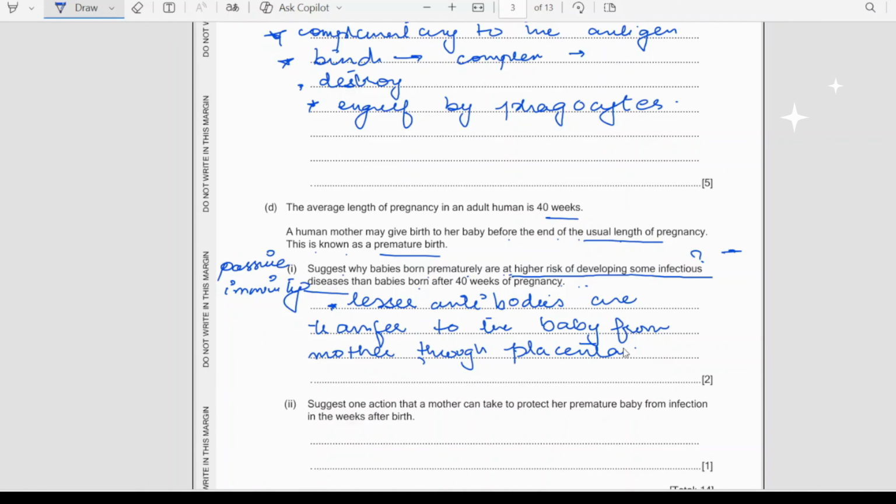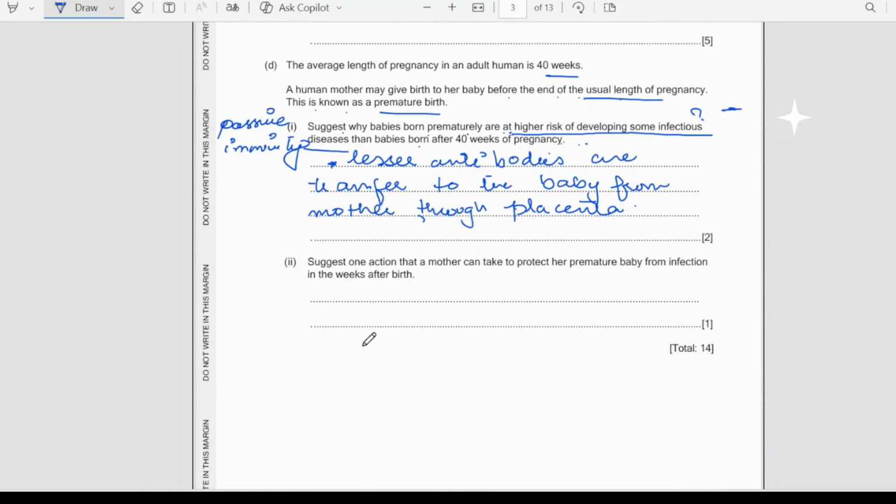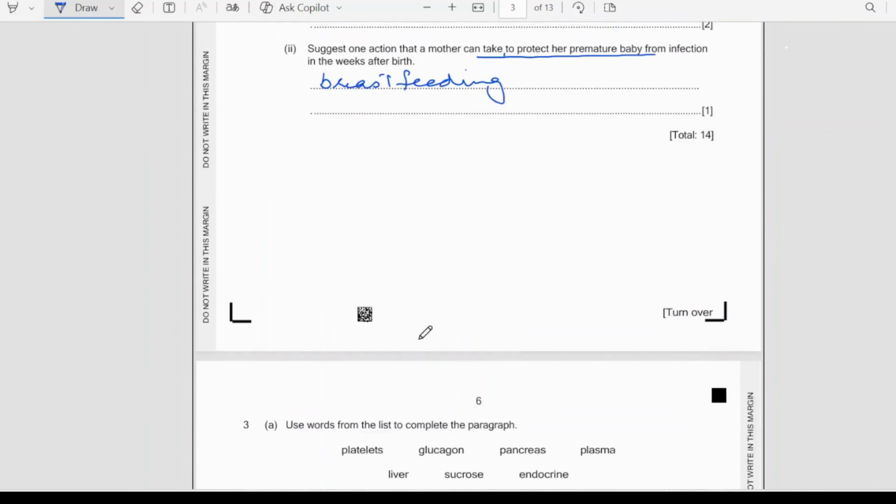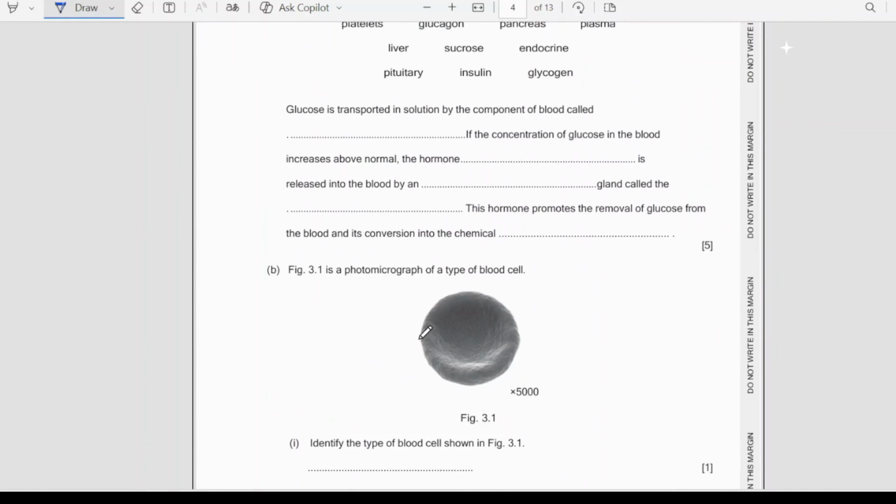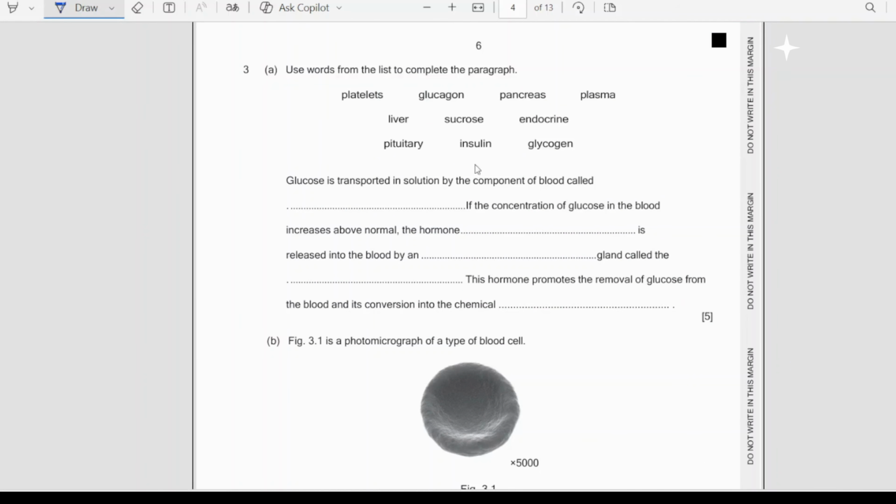So just one action that a mother can take to protect her premature baby from infection after a few months. Breastfeeding, correct. So the antibodies would also pass through milk. Next question. This is an easy question because options are given. Use words from the list to complete the paragraph. Glucose is transported in solution by the component of blood called plasma.